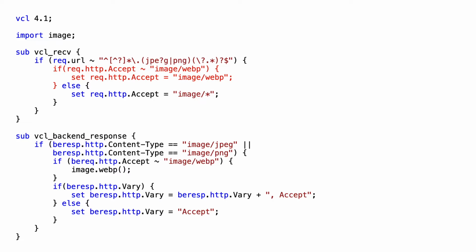However, when that image/WebP string is not found in the accept header, we're dealing with a browser that doesn't support it, so we turn the variation into image/asterisk.